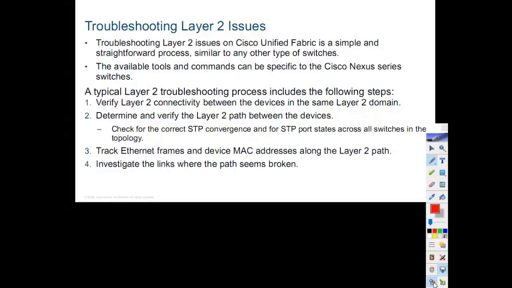So troubleshooting layer 2, either Ethernet or SAN, is a very, very simple process. It's the same between Ethernet and the SAN. Even for unified fabric and so on and so forth, they are almost similar, identical procedure. Okay? And there are a lot of show commands available within the switches for you to verify the issue, if that is the case.